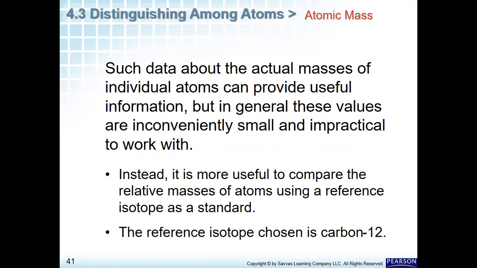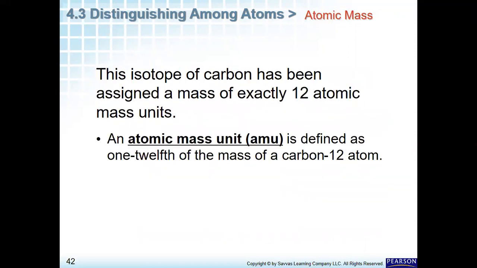So, instead, it is more useful to compare relative masses of atoms using a reference isotope as a standard, and that reference isotope was chosen as carbon 12. It means that the carbon atom, that's isotope 12. So this isotope of carbon has been assigned a mass of exactly 12 atomic mass units. So an atomic mass unit, AMU, is defined as 1/12 of the mass of a carbon 12 atom.